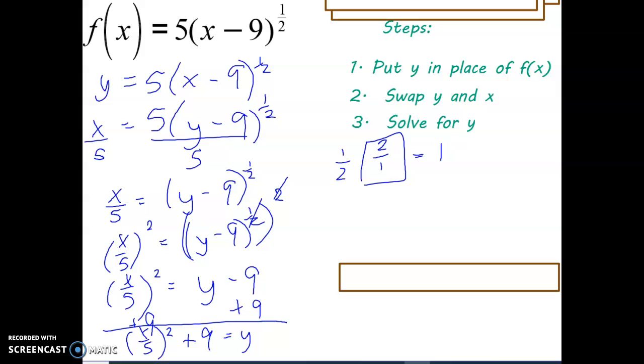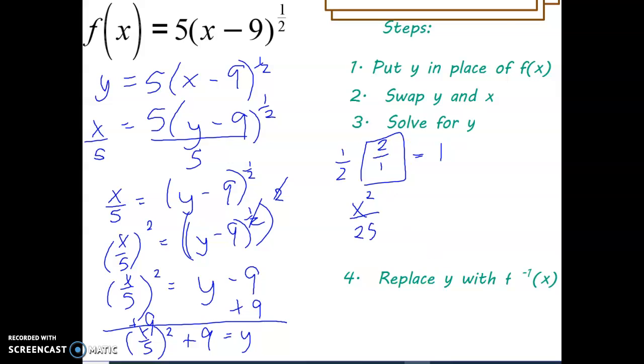Sorry, that's kind of messy. So on the x over 5 squared, if Delta Math needs me to simplify that, just square the top and I square the bottom. X squared in the numerator, 5 squared in the denominator. All right, and then my last step is to replace that f inverse x. So I'll have f inverse x equals x over 5 squared, or x squared over 25 if that's what Delta Math wants, plus 9.